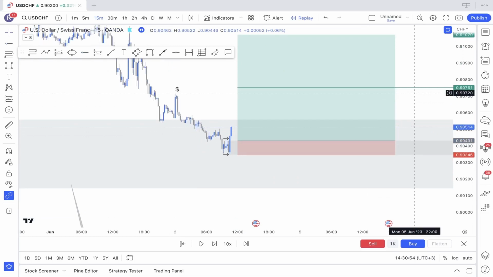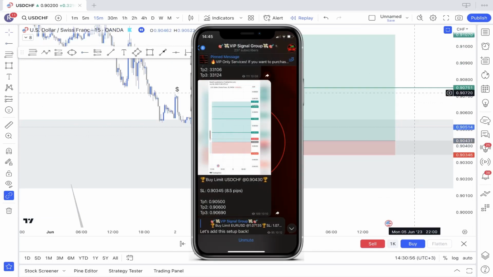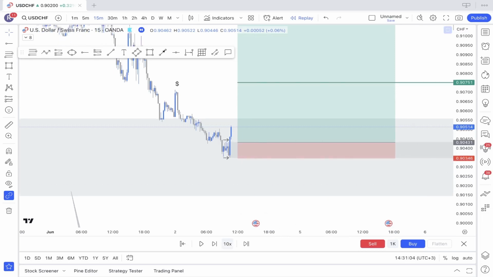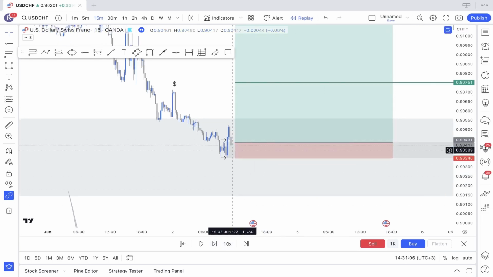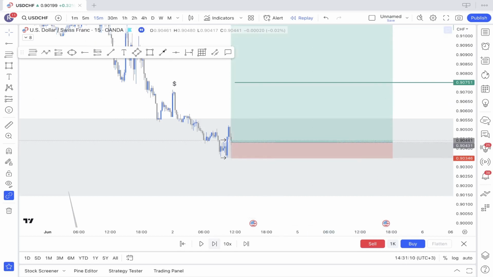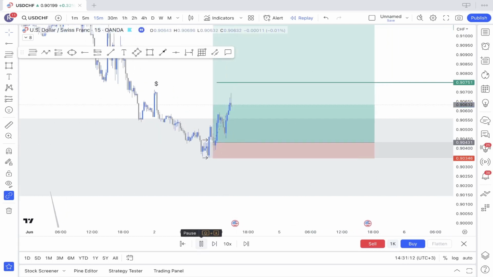Now, I'm going to attach a picture on the screen to see exactly when I send this order in my SMC group. So you guys will be able to see that. And now let's play the price and see what actually happened with this trade. Okay, so we got triggered right there. Boom, we got triggered. Now we are in the trade. So let's see what happened.